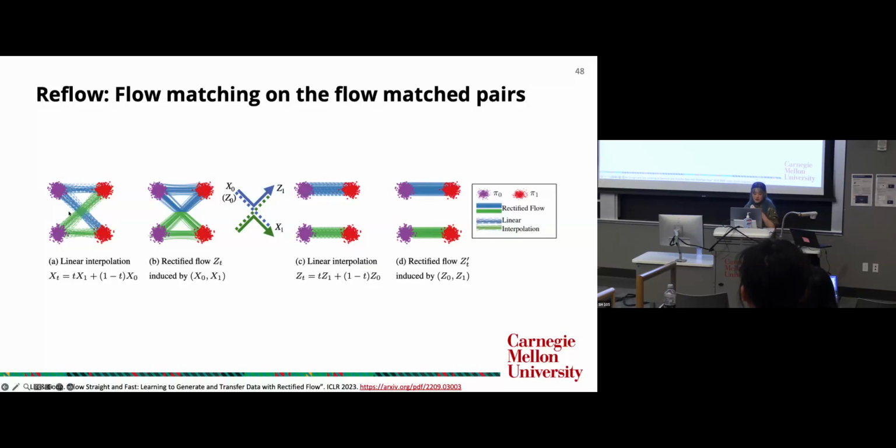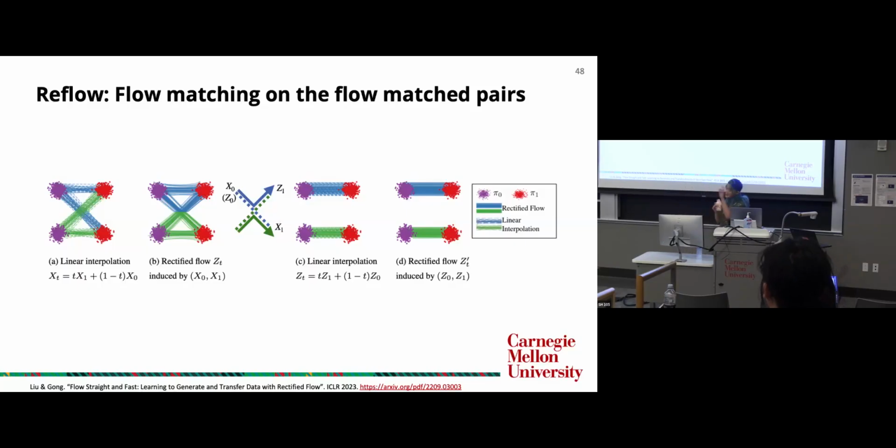So basically, let's say after training with the linear interpolation, you already got this coupling, the blue coupling and the green coupling. Then you can use this coupling as your new ground truth. Instead of randomly sampling from a Gaussian, you sample from the coupling. And then you can get the straight points, and it becomes more straight.